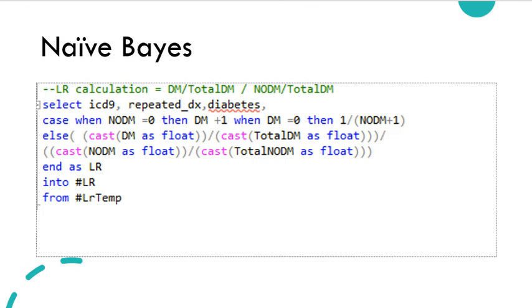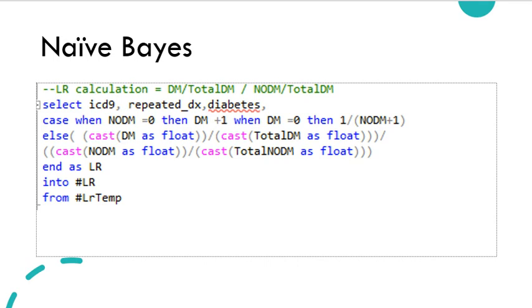Taking the likelihood ratios that were calculated for each diagnosis, we plug them into a naive Bayes formula to predict if a patient has or does not have diabetes. Naive Bayes makes no assumptions about whether one diagnosis has more of a likelihood of causing a condition as opposed to a different diagnosis.